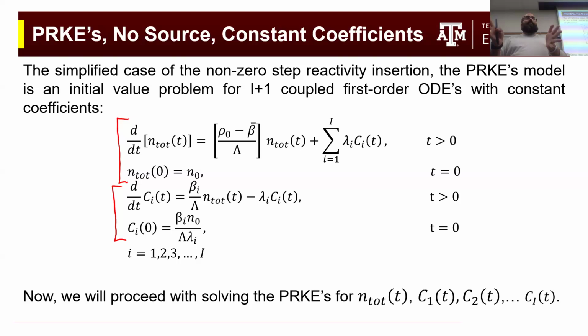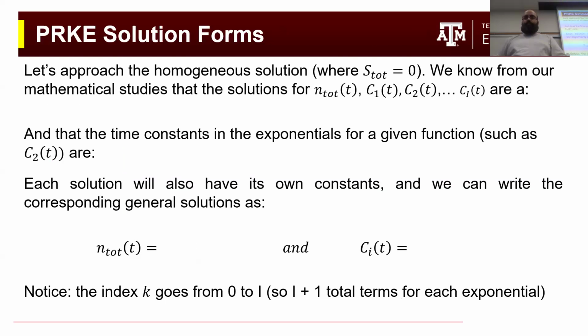Now that we have a complete problem statement, we can begin solving for the neutron density and for the different precursor densities. We have a homogeneous problem because there's no source term, and we have coupled ordinary differential equations with constant coefficients. If we recall back to our math days, or look in our books, in this case the solutions to the variables that we're solving for are just a sum of exponentials.